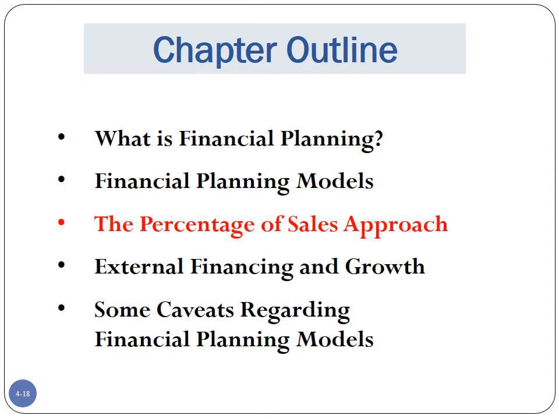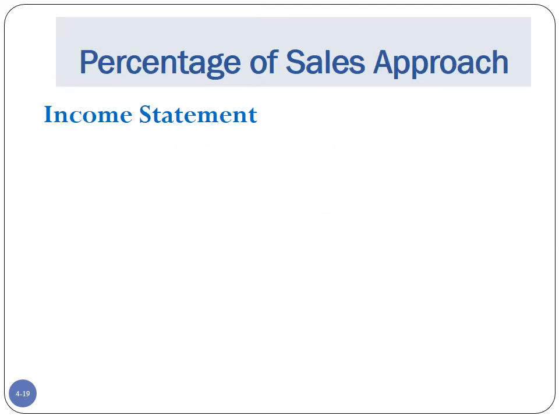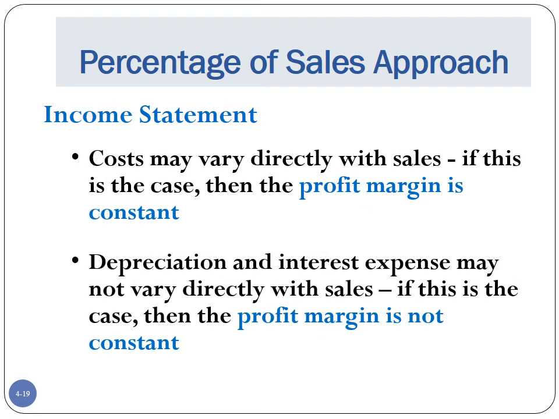The percentage of sales approach is a very common method for financial planning. It's relatively straightforward, and it's important to understand that this information is coming from the sales department, so it can be a little bit optimistic. We have to look at the effects on the statements. Costs may vary directly with sales, and if this is the case, then the profit margin is constant. However, depreciation and interest expense may not vary directly with sales. If this is the case, then the profit margin is not constant. We're going to see this illustrated later on in the class in terms of a concept called operating leverage.